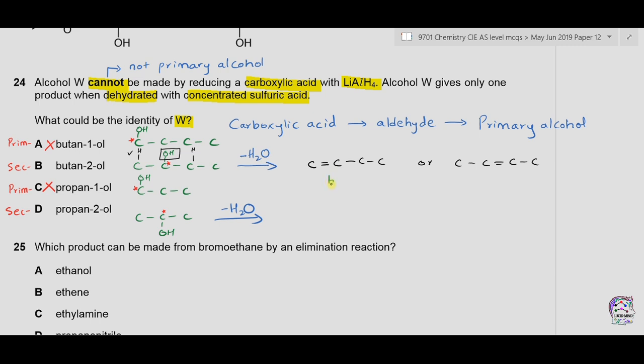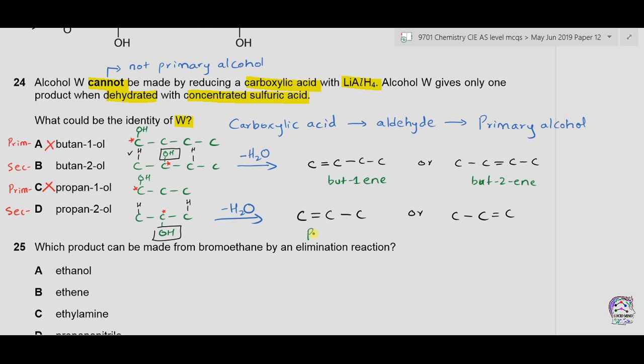This first compound is but-1-ene, second is but-2-ene. Now for part D, we can see that OH is removed from the central carbon atom and hydrogen can be removed from this adjacent carbon or from this adjacent carbon. So we can write it like this. Either the double bond is between the first and second carbon atom, or it could be between the second and third carbon atom. Now let's find out the names.